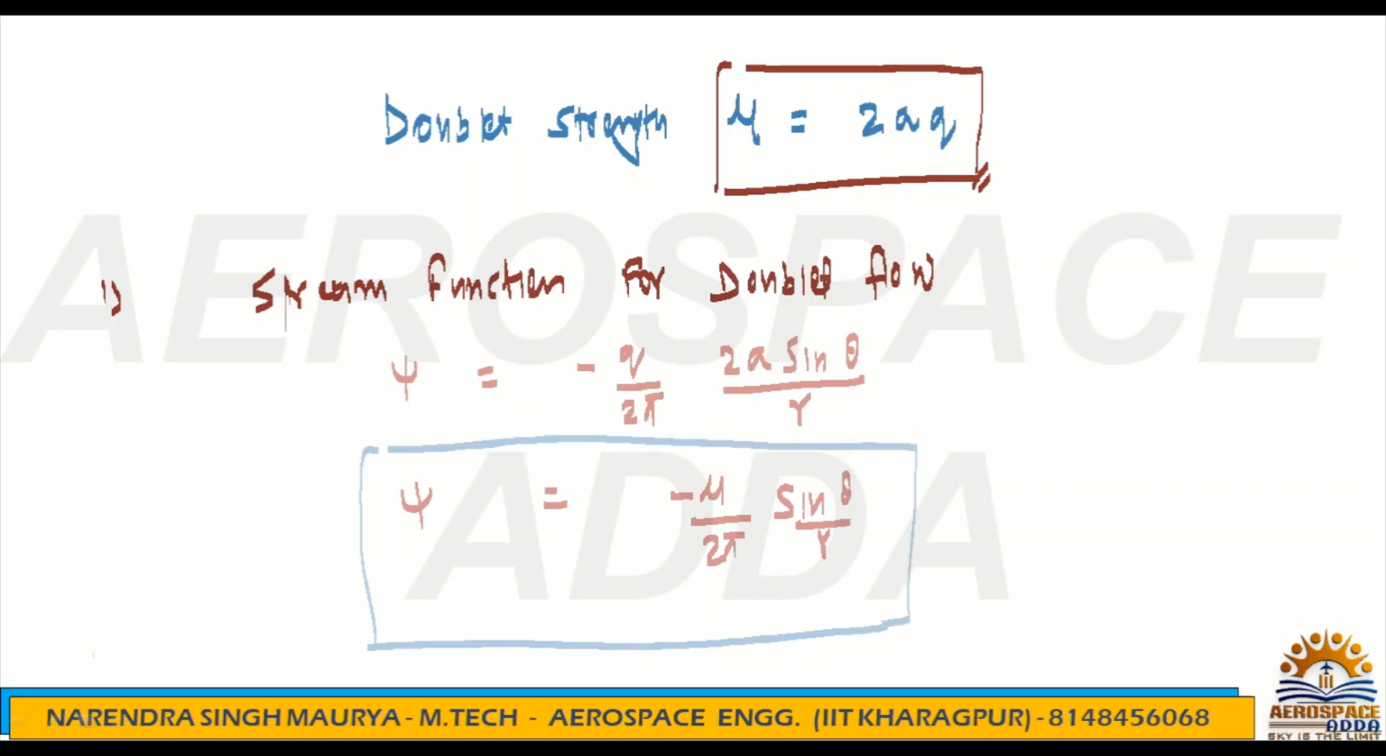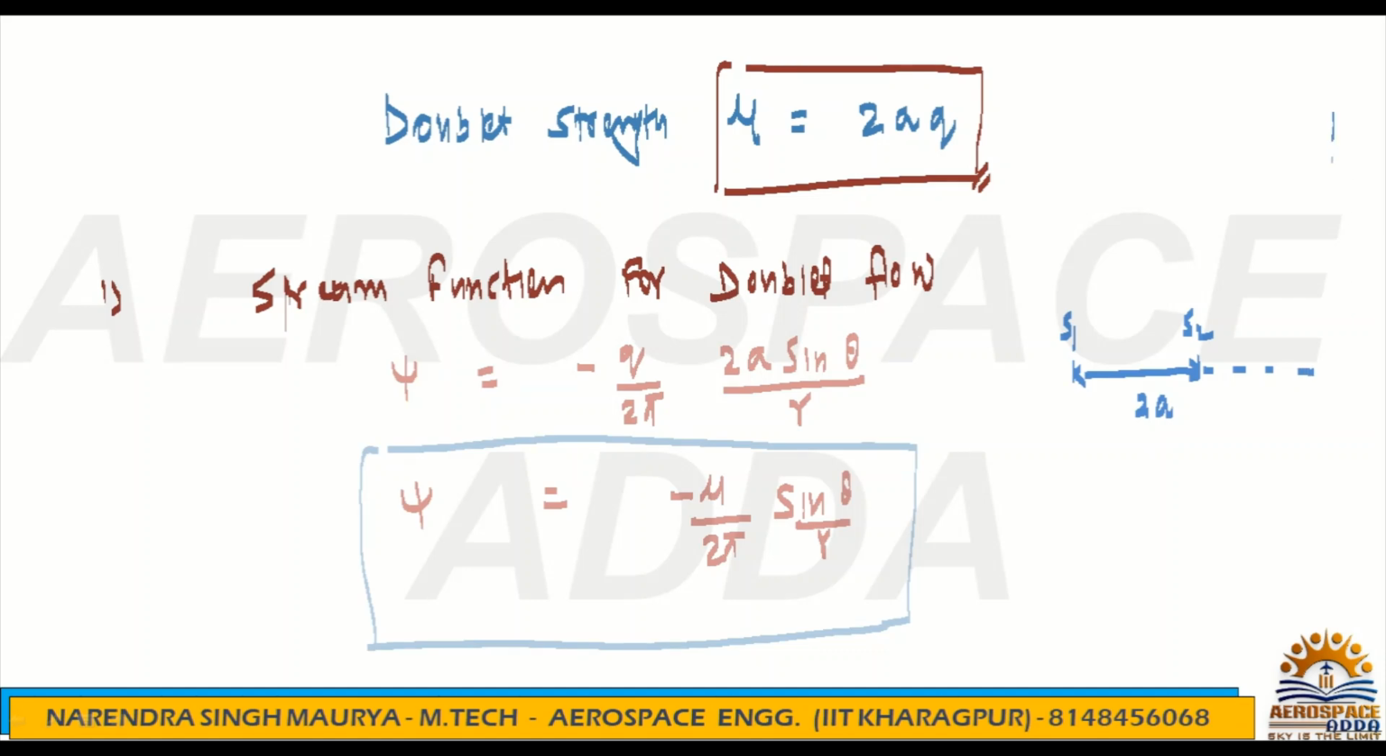So if you check the diagram, source and sink, as I have mentioned, are very close to each other. The distance approaches 0. So I can say this is the source S1 and this is the sink. The distance between source and sink is nothing but 2a.